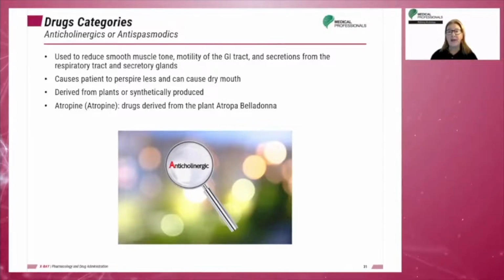Anticholinergics or antispasmodics are drugs used to reduce smooth muscle tone, motility of the GI tract, and secretions from the respiratory tract and the secretory glands. These drugs can cause the patient to perspire less and can cause a dry mouth. High doses of these medications can cause serious side effects, including delirium, rapid heartbeat, and coma. Some are derived from plants and some are synthetically produced. An example is atropine, which is a drug derived from the plant Atropa belladonna.